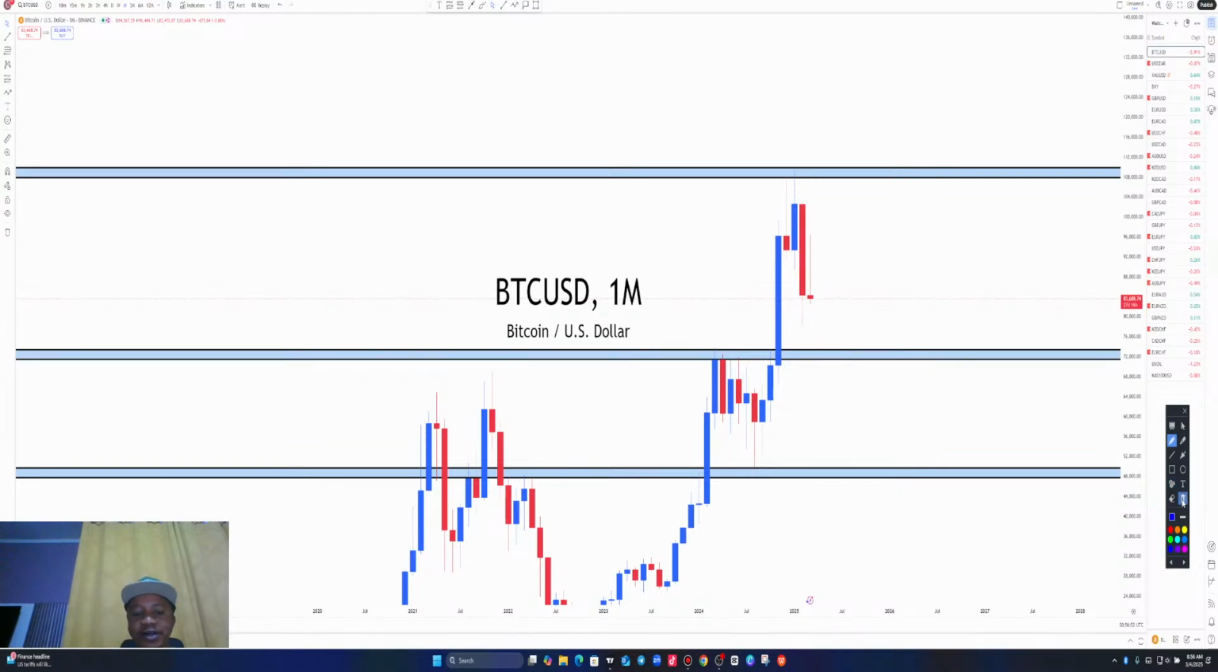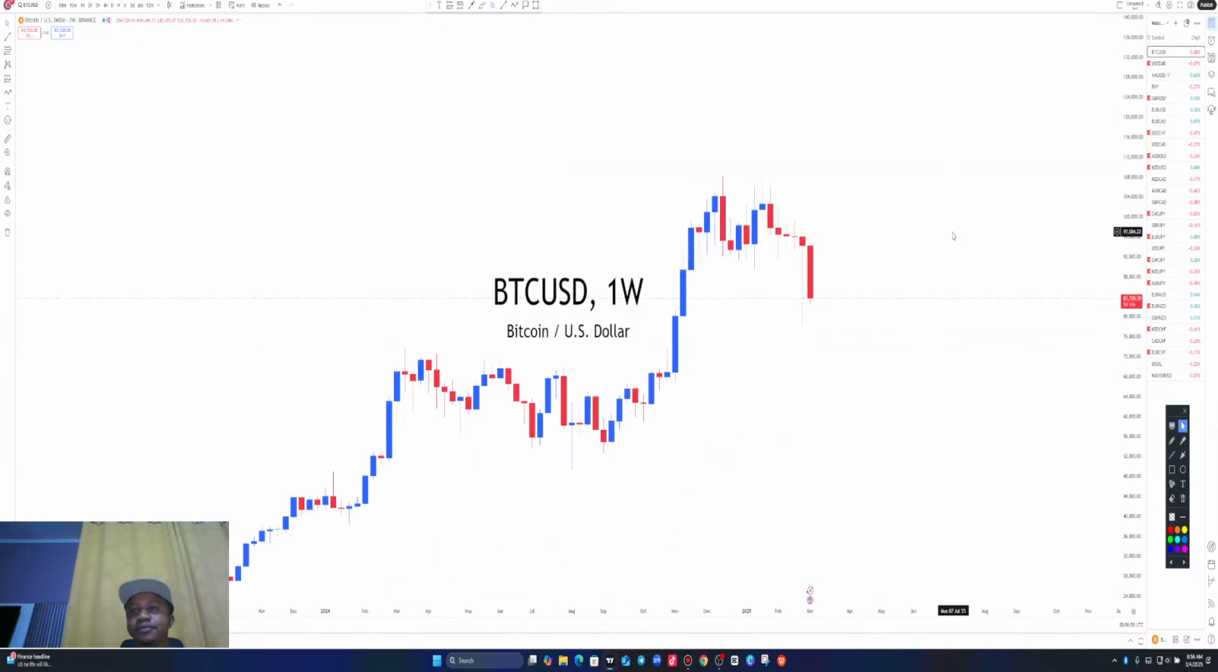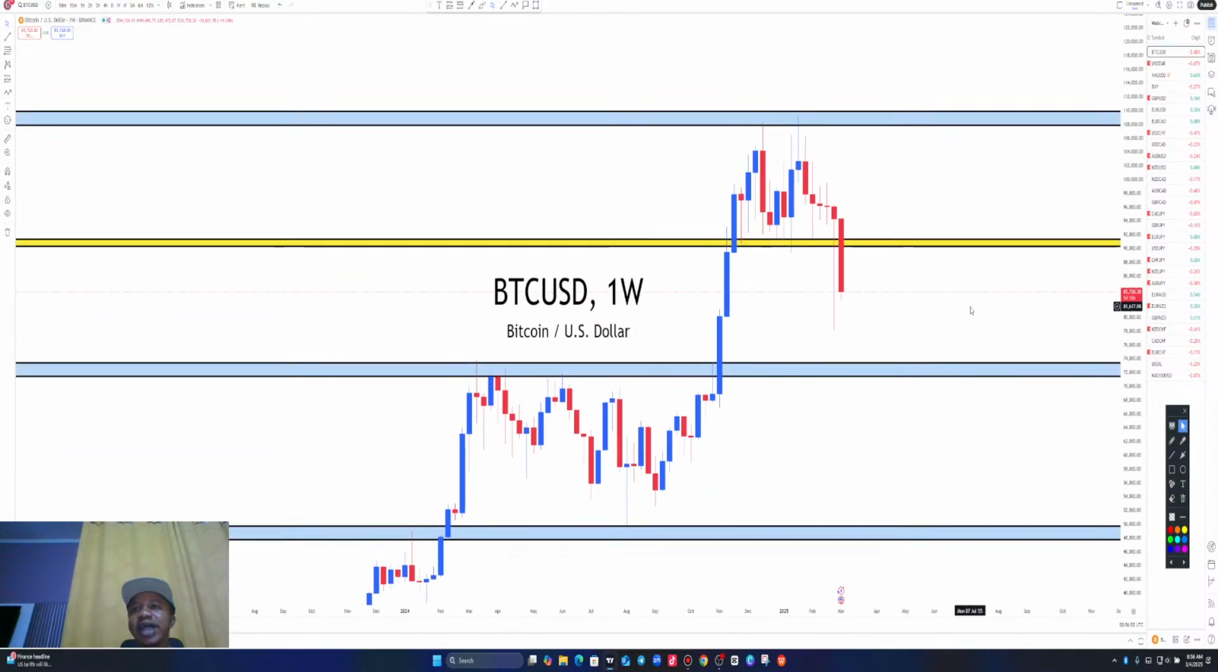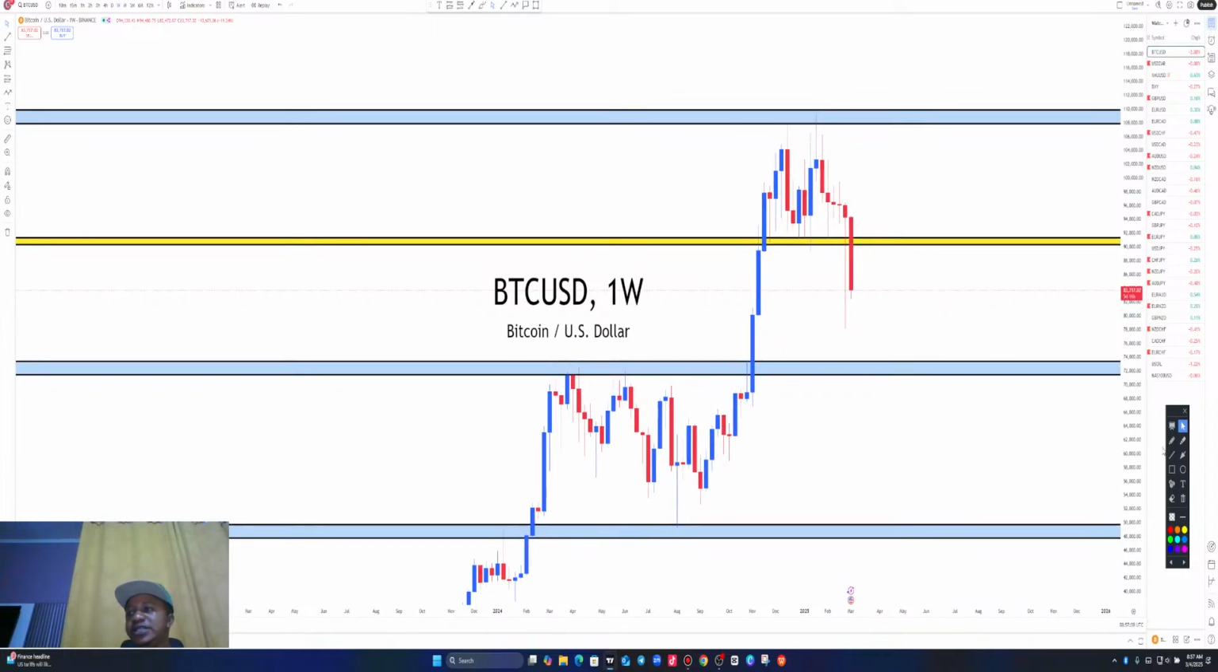Let's take it all the way to the weekly time frame. Okay, so this is the weekly time frame of BTC USD. Price has been able to break below the weekly support level to the downside, which means that indeed we are definitely seeing more sell pressure to bring the market all the way down.